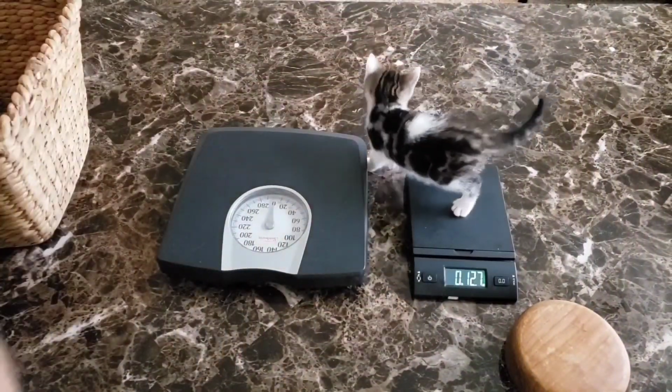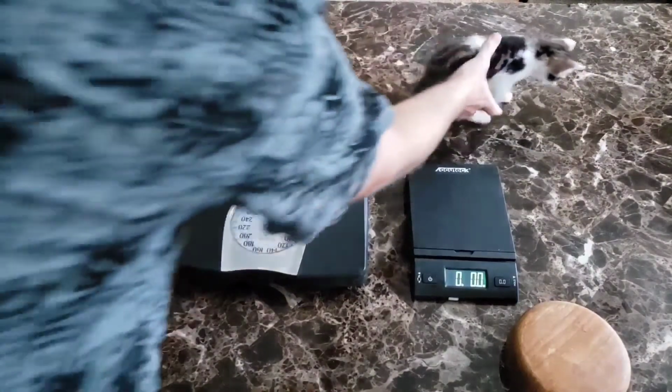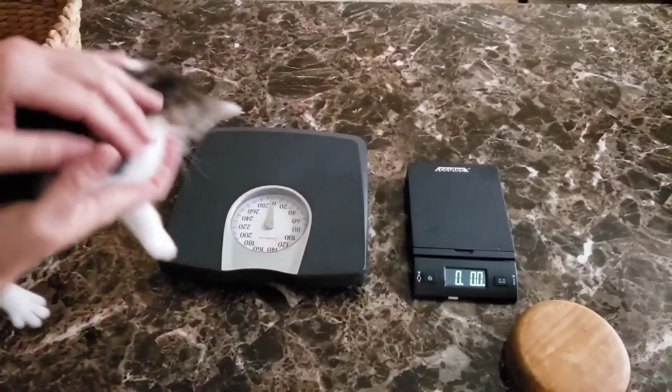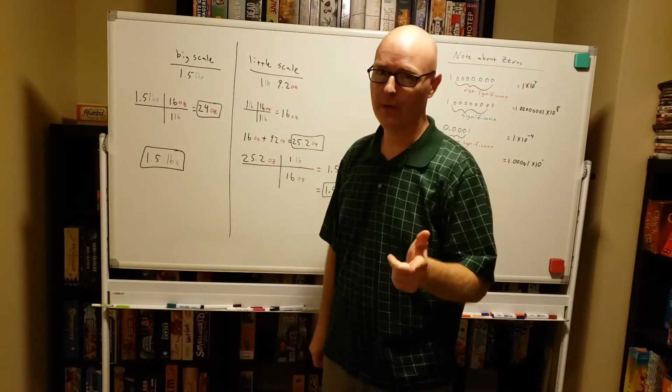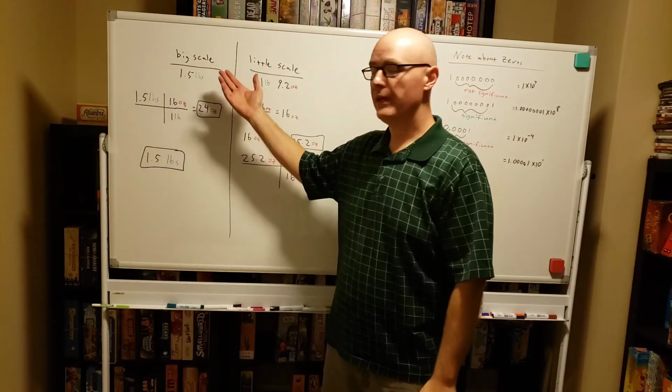Okay, we're going to go with 1 pound and 9.2 ounces. Come here, buddy. Come here, buddy. I hope you enjoyed the video of me trying to weigh tips. So here's what we got.